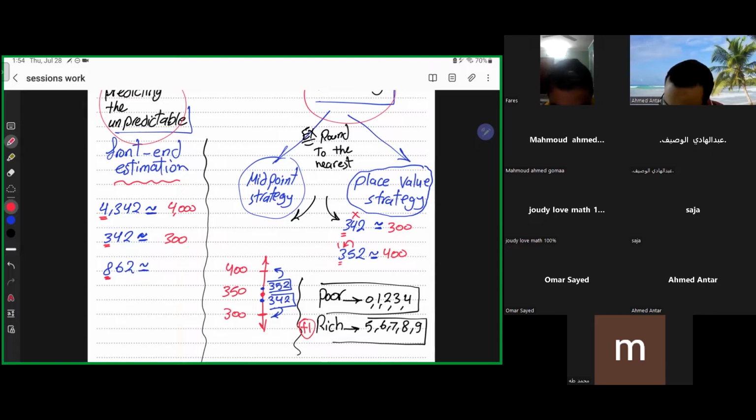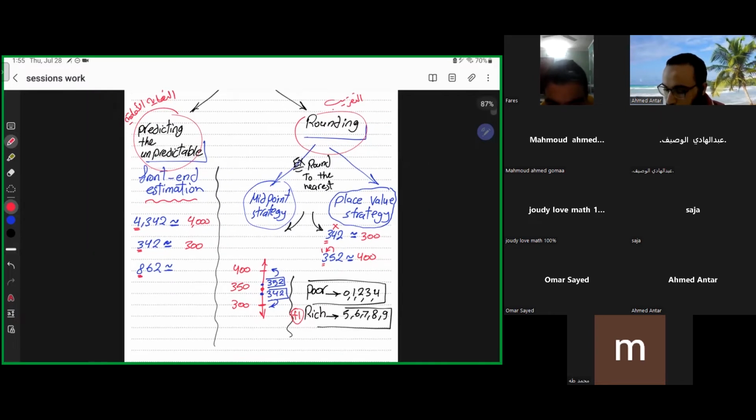Beside the 8 here, there is a 6, and the 6 is a rich number. Then it will give the 8 another one, correct? 900. Oh, no, it's not correct. This is in the rounding strategy, but in the front-end strategy, we write the number as itself.